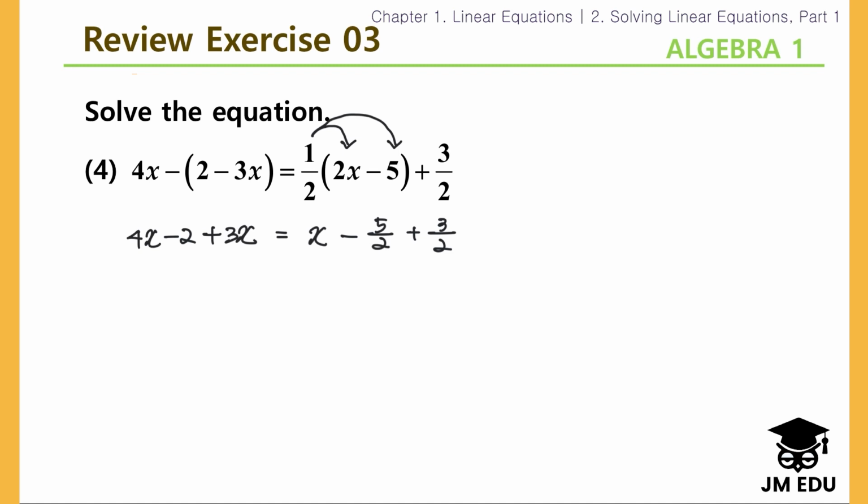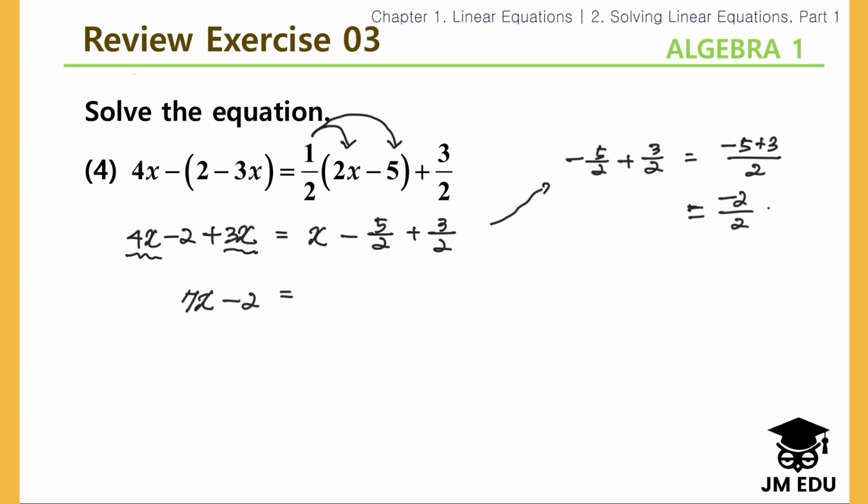On the left hand side, we have like terms, x terms. On the right hand side, we have 2 constants. So let's just simplify these first. So 4x plus 3x, that's 7x. We have minus 2 is equal to, here, negative 5 over 2 plus 3 over 2. That's negative 5 plus 3 over 2, right? So that's negative 2 over 2. So that is equal to negative 1. So this is just x minus 1.